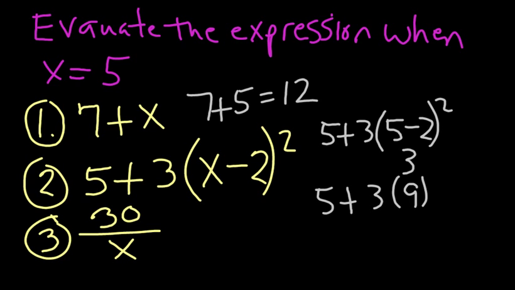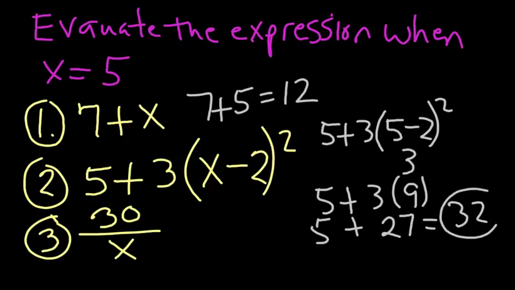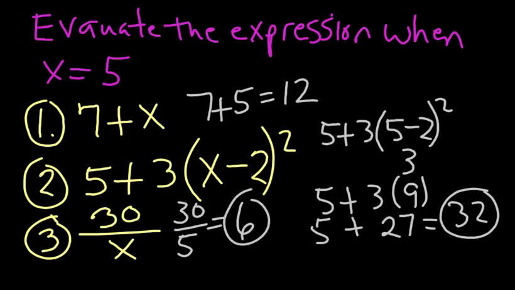You can't add 5 plus 3 until first you multiply 3 times 9. Remember, adding and subtracting are last. That's 27. 5 plus 27 equals 32. So the answer to number 2 is 32. 30 divided by x means 30 divided by 5. That's 6. Done.